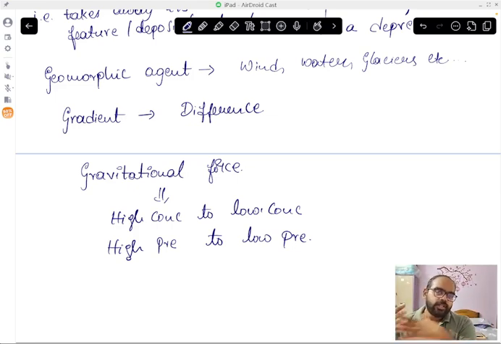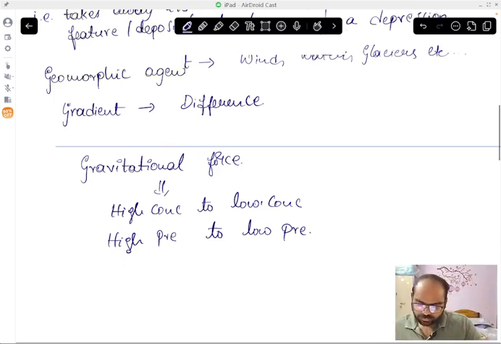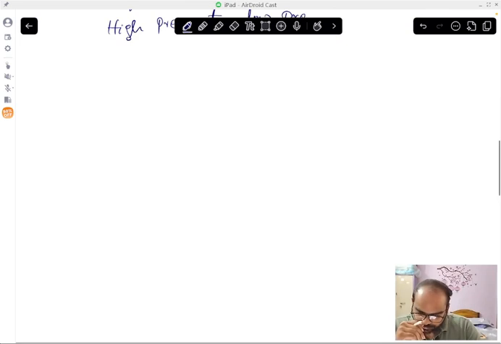So a gradient is important for materials to start mobilizing, start moving. That gradient on earth is developed by gravitational force. Okay, next one. So this is the introduction for geomorphic process.